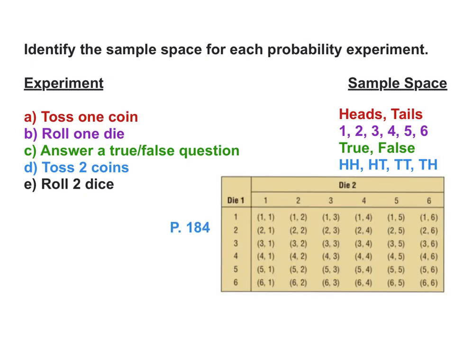So, this is on page 184. If you want to take a picture of the screen, you may also do that. But Bridget, you are correct. There are 36. Because there are 6 possibilities on each die, you're right. We'll get into the multiplication rule later. Because there are 6 possibilities on the first die and 6 on the second die, there's a grand total of 36 possibilities.